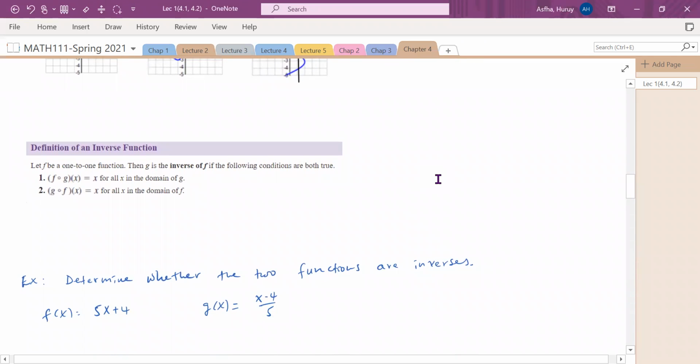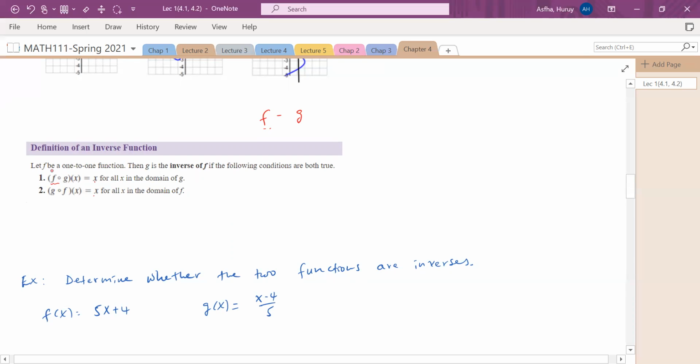Okay, now how do we determine whether two functions are inverse of each other or not? Well, suppose we have two functions, let's call them f and g. If you remember, we learned f of g of x, which is the composition of two functions. Now, if f and g are inverse of each other, then f of g of x is x for all x in the domain of g, and the composition g of f of x is x for all x in the domain of f.